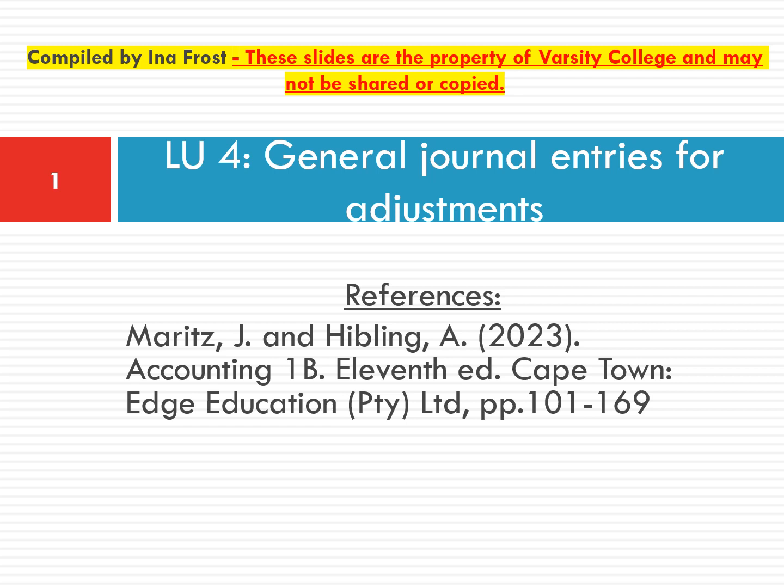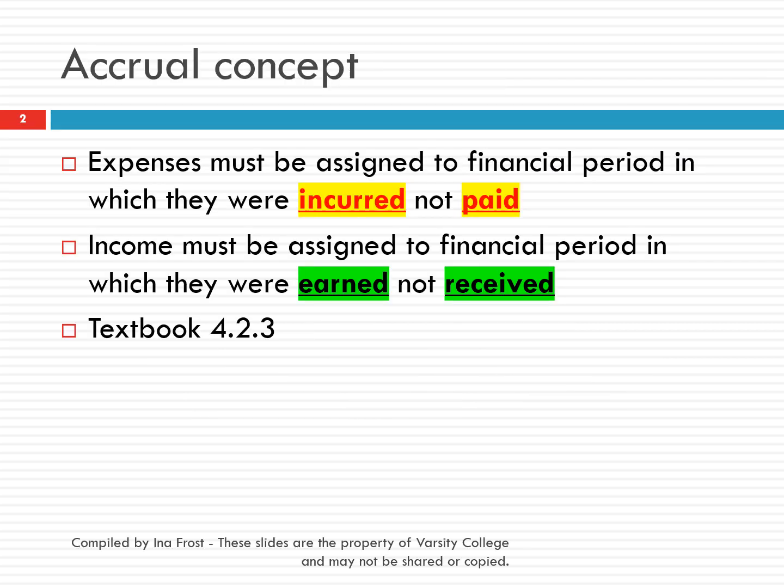This video deals with the general journal entries required in Learning Unit 4 for the adjustments made at the end of the financial year. According to the accrual concept, expenses are assigned to the financial period in which they are incurred and not paid, and income is assigned to the period in which they are earned, not received.